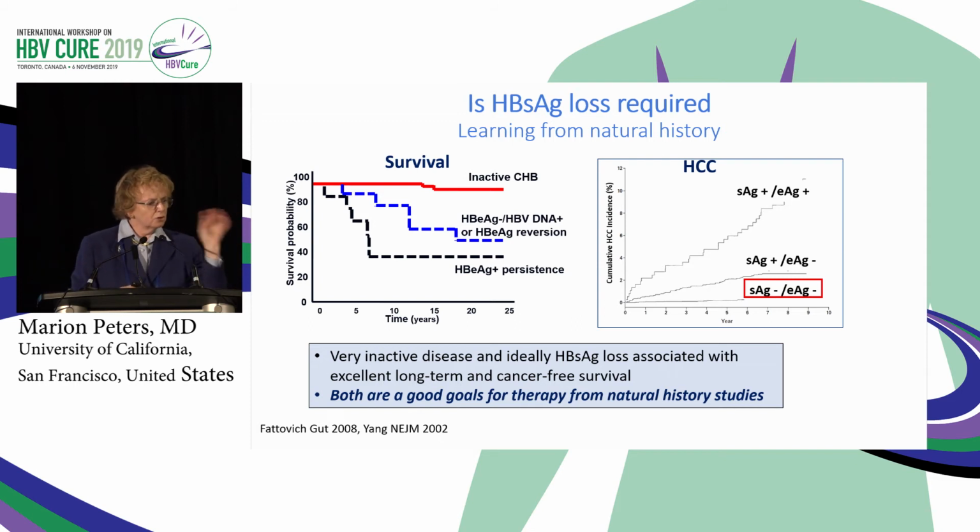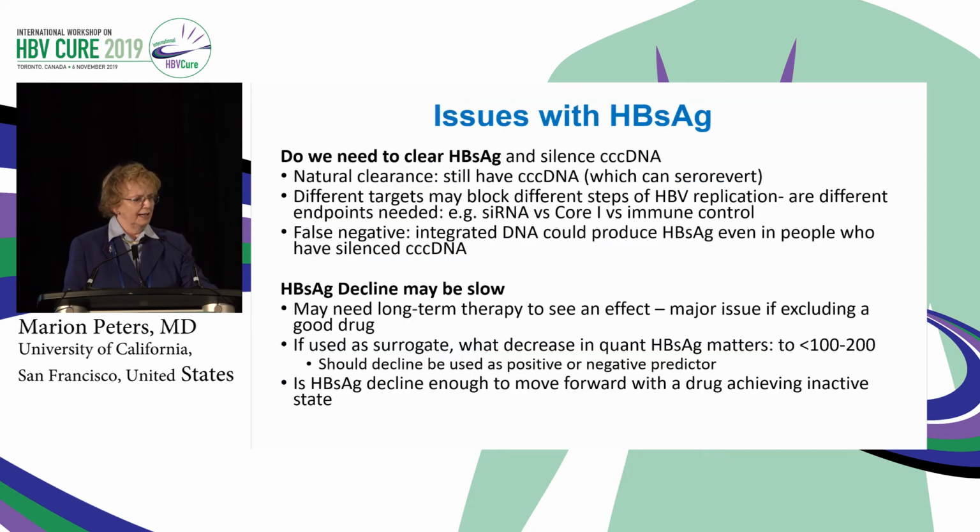So these are both good goals of therapy from natural history studies, loss of surface antigen and also the inactive state, so decreasing HBV DNA and normalizing ALT. So a couple of points, I think we've heard this at great length, but I wanted to bring up the different targets, as Jordan said, may block different steps of HBV replication. So do we need to study different endpoints?